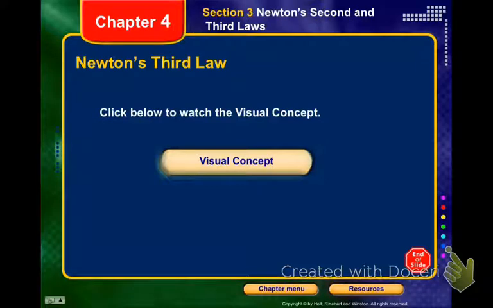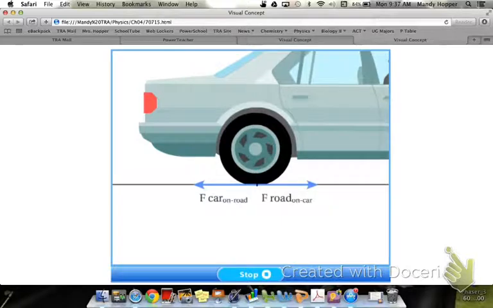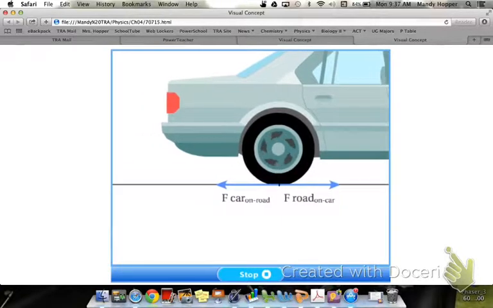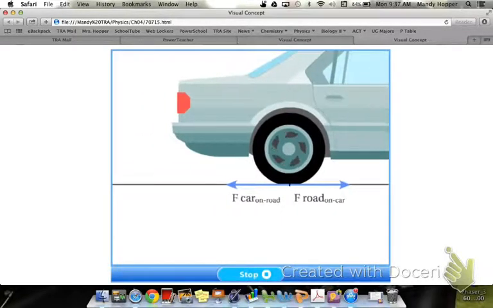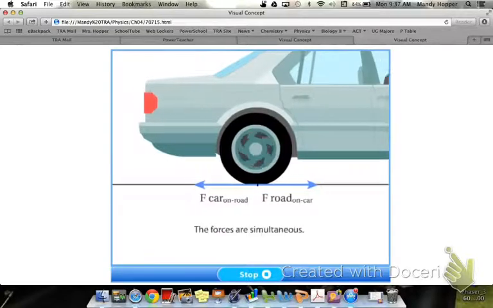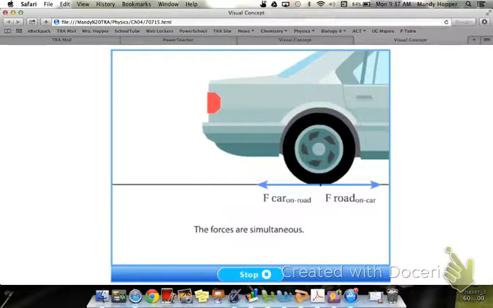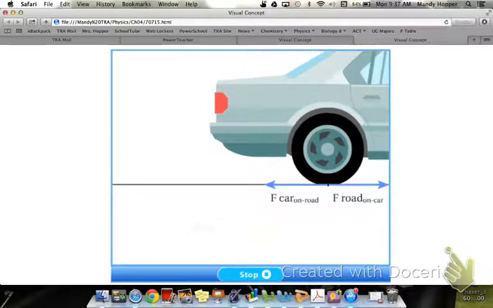So let's see what this video wants to tell us. It asserts that forces always act in pairs. For example, a car accelerates by causing its wheels to turn and push against the road. It is the force of the road pushing back against the car that makes the car go. Note that the forces are simultaneous. The car puts a force on the road at the same time that the road puts a force back on the car. The forces act in pairs and have the same magnitude, but it is a mistake to think that the forces together would cancel each other out.